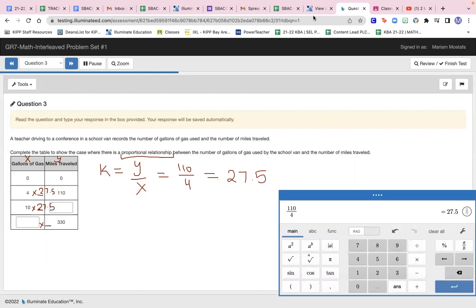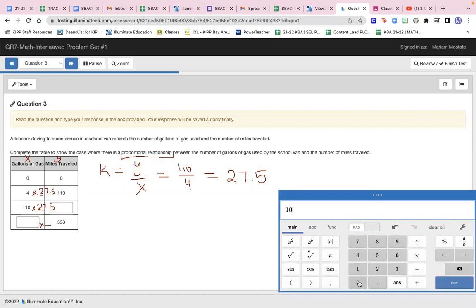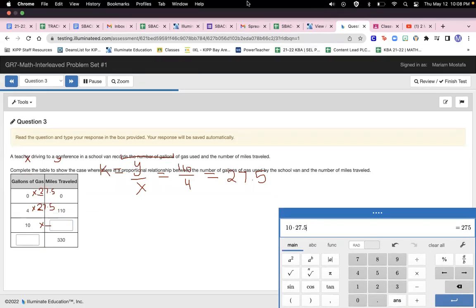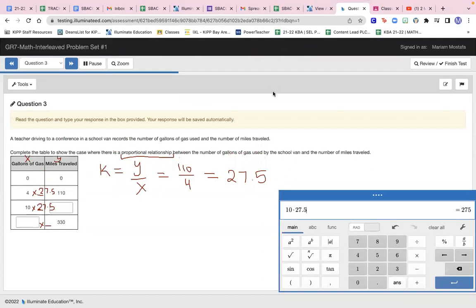Now, if I'm not sure, again, we could use the calculator. So we're going to clear it. We do 10 times 27.5. And that gives me 275. So in here, your answer would be 275. So in this blank, it's 275.